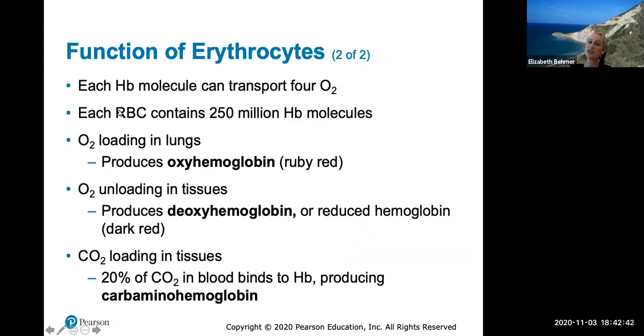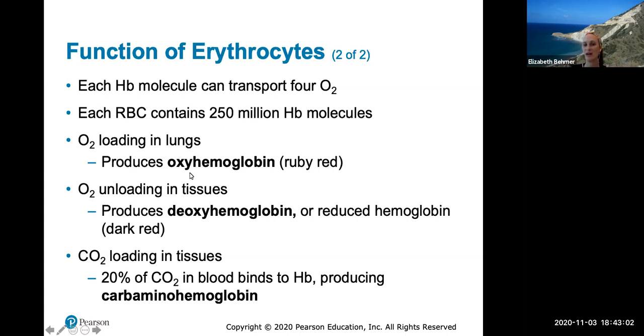So each hemoglobin molecule can transport 4 oxygens, and each red blood cell contains 250 million hemoglobin molecules. So we're talking about 1 red blood cell carrying 1 trillion oxygen molecules, if you're doing that math, which is just crazy. 1 tiny red blood cell can carry 1 trillion oxygens.